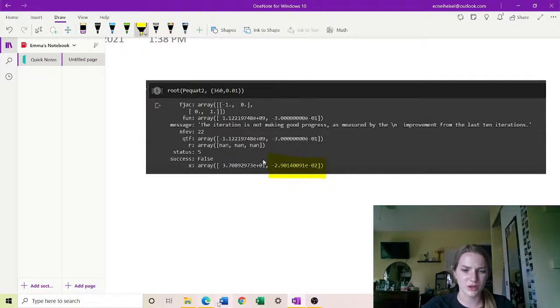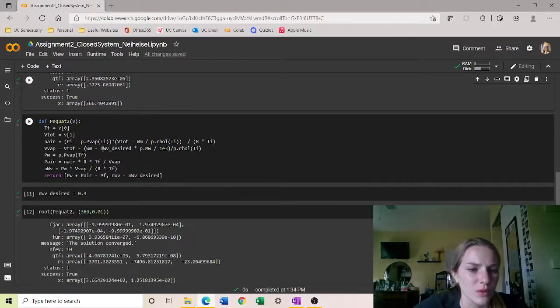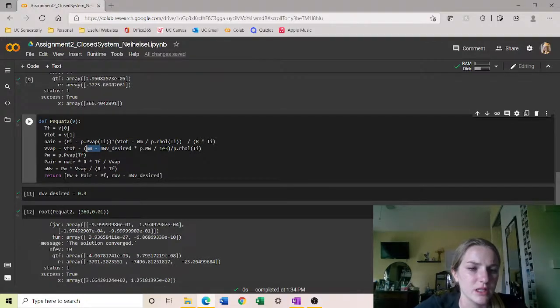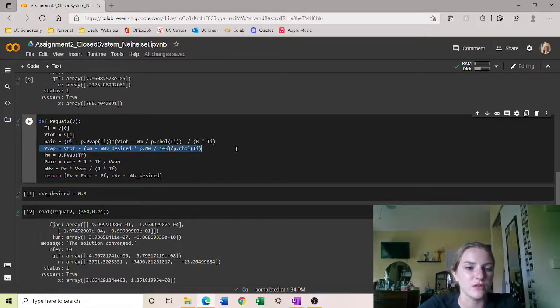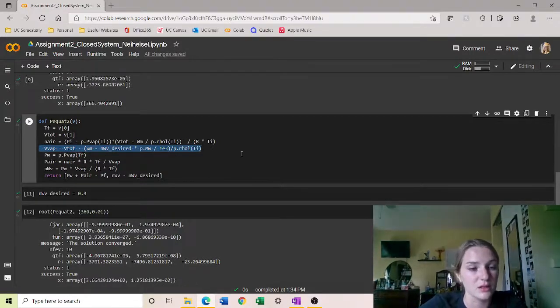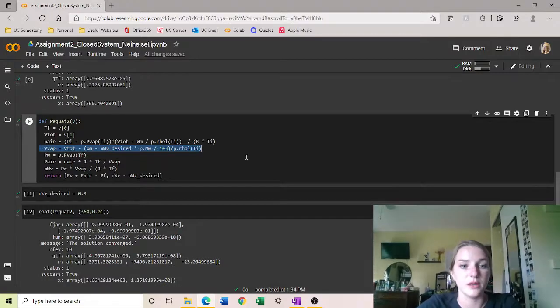So if we go back into our Colab and we look at this, in our previous attempt, we did not put the mass of the water in our V vapor equation, so the mass of the water needs to be put in there because we have to have the V vapor equal to V total minus the water mass minus the desired moles times the molecular weight of water divided by 1 times 10 to the third, and then we have to divide that by the rho, which is our density of our initial temperature.